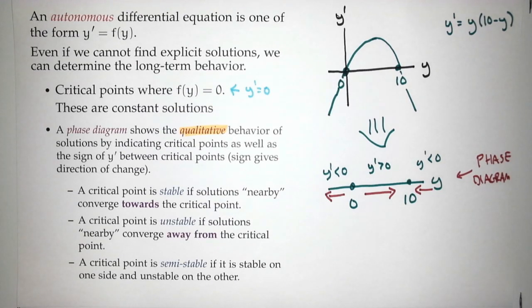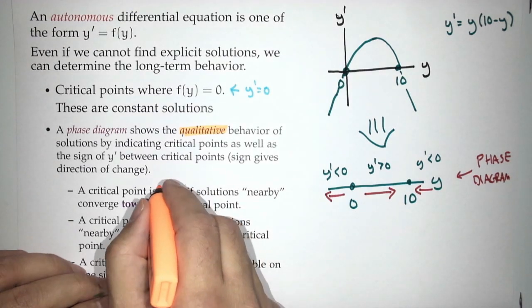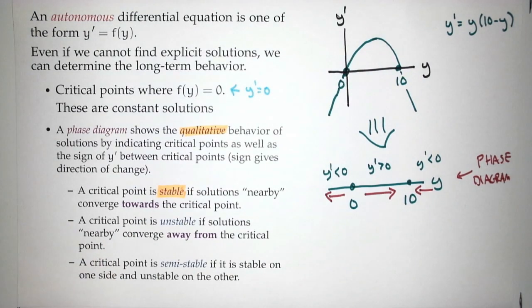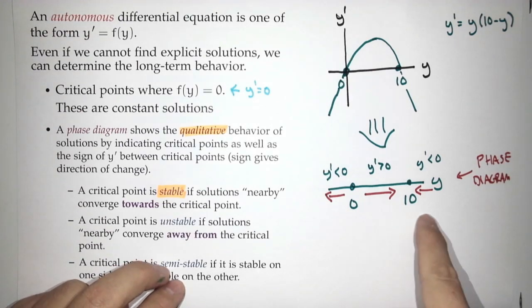And now we can classify critical points. We say, okay, what kind of critical points do we have? Well, we say we have something which is stable if solutions nearby drift towards the critical point. In other words, we move closer towards the critical point. So are either of these two points stable?